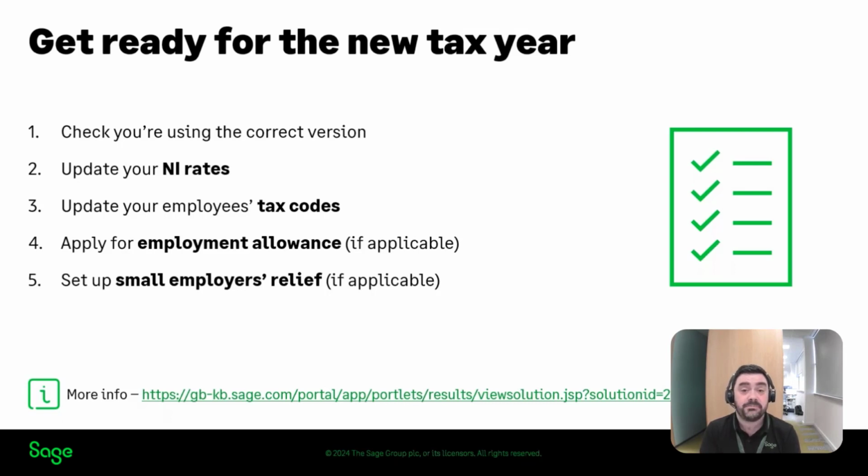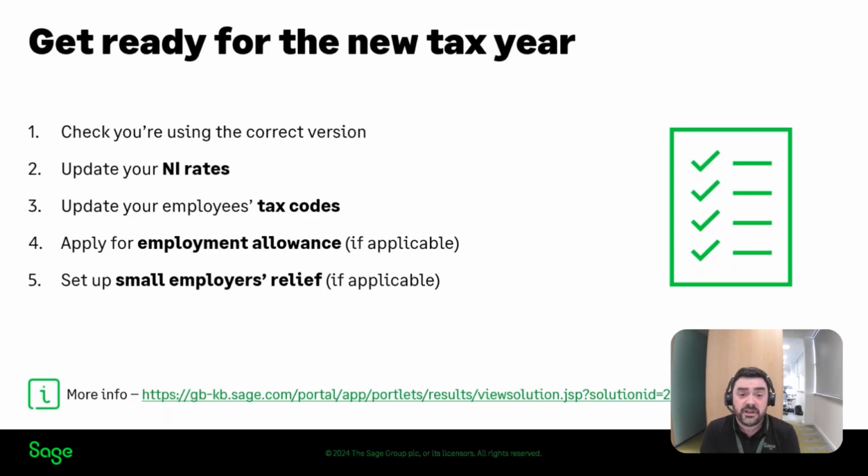Step 3 is to update your employees' tax codes. So there's one global change, and you may need to apply some individual tax code notices if you've received them. Step 4, apply for employment allowance if applicable, if your business qualifies for that. And step 5, to set up small employers relief, again, if applicable.